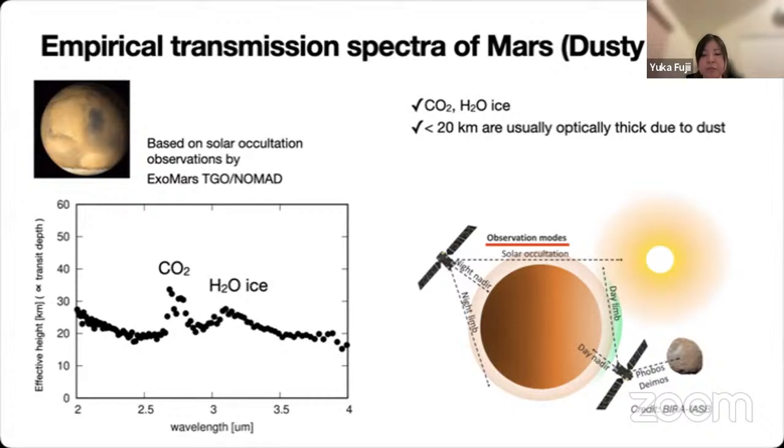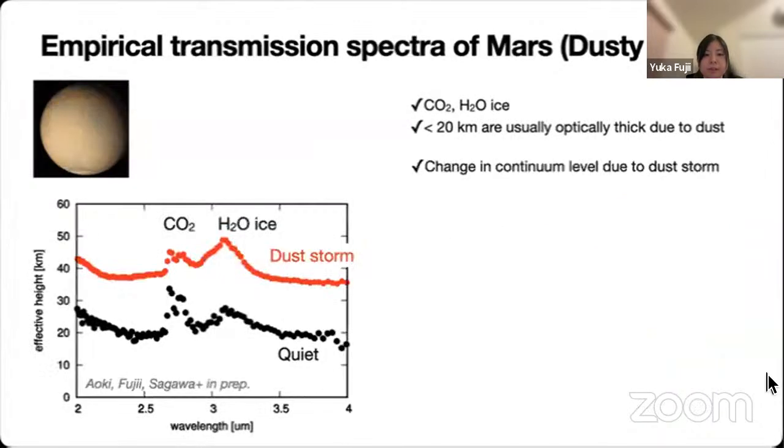The H2O ice feature itself is not directly relevant to TRAPPIST-1b or 1c because of the high effective temperature, but could be relevant to cooler planets. And so in fact, this empirical transmission spectrum is based on the data in the quiet phase. The transmission spectrum based on the data set during the dust storm is shown by this red line.